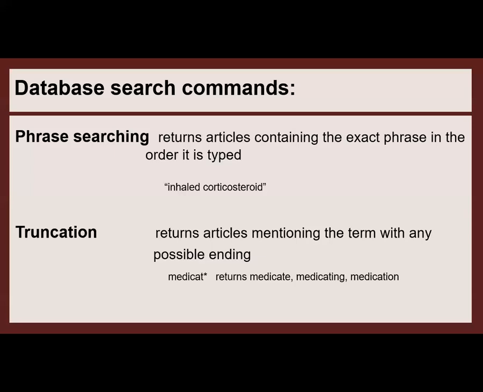The truncation search command is useful when you have a term that may have variable endings. If we truncated the term medicate by taking the word down to the root, M-E-D-I-C-A-T, then placing an asterisk after the T, the database will return articles that mention any term with that root, including medicate, medicating, medication.